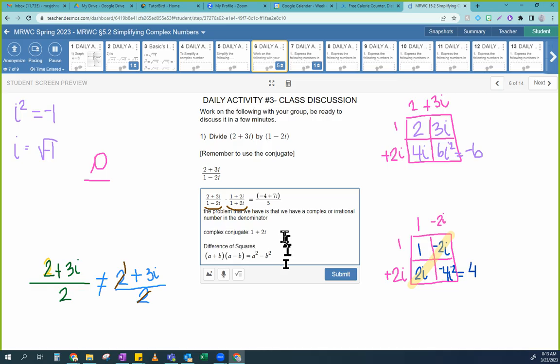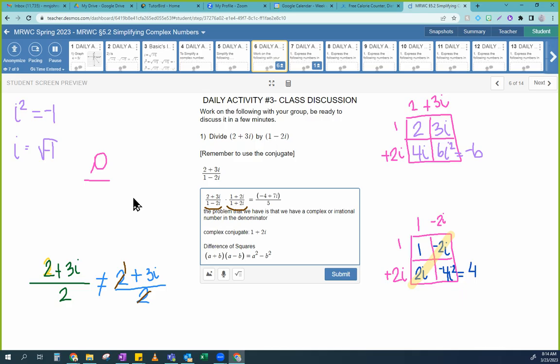When you're dealing with difference of squares, notice that our middle terms went away. Like if you used FOIL, your O and I went away. See, O and I went away. And that's important, because that means your i's will go away when you multiply a number and its conjugate. Okay. All right. So there's a couple of practice problems that I want you to try.